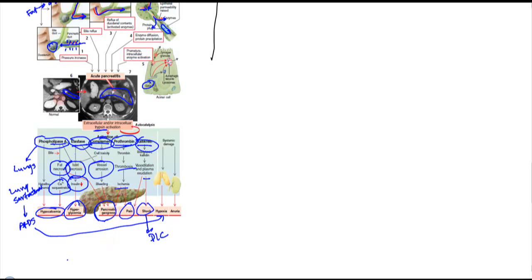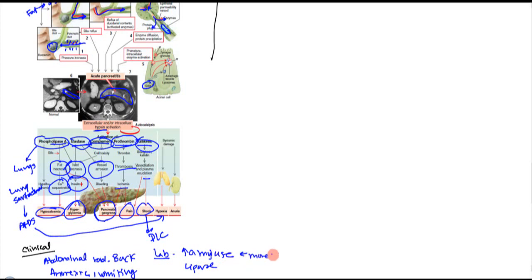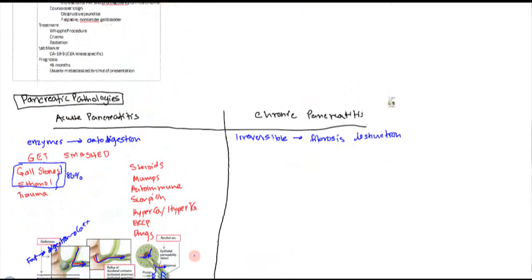Just to wrap it up, what are the clinical signs? The main clinical sign that you'll see is abdominal pain that radiates to the back. If you see that, this is a big clue. And of course you have anorexia and some vomiting. On labs, you're going to have increased amylase, and lipase is going to be increased. Lipase is more specific, and it's going to be within the first 24 hours. And of course, like we said, you have hypocalcemia and hypoalbuminemia. So that's really quickly about acute pancreatitis.